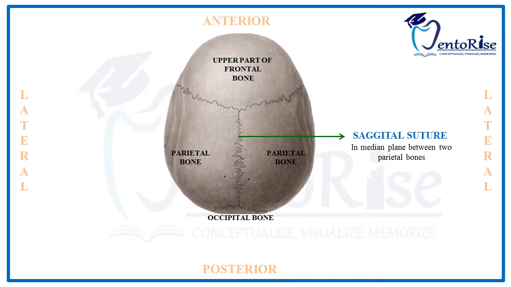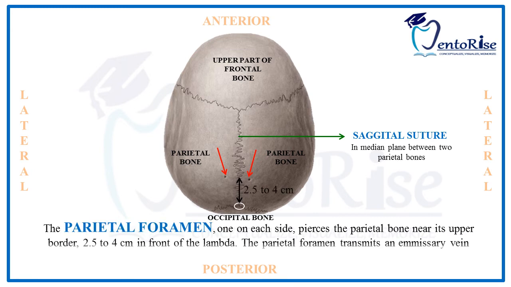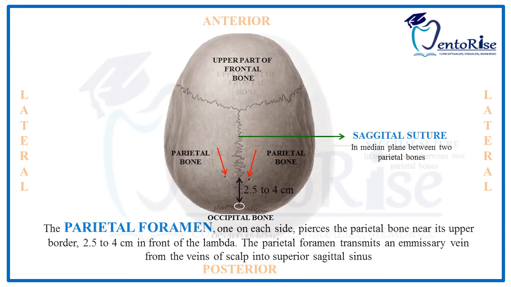Number 3. If you observe closely, a foramen is present in the parietal bone, 2.5 cm to 4 cm in front of lambda. This foramen is called the parietal foramen and it transmits an emissary vein from the veins of the scalp into the superior sagittal sinus. For now, you can memorize the location of the parietal foramen. The structures passing through this foramen and other foramina will be discussed in a separate video.